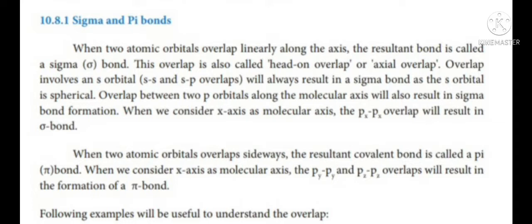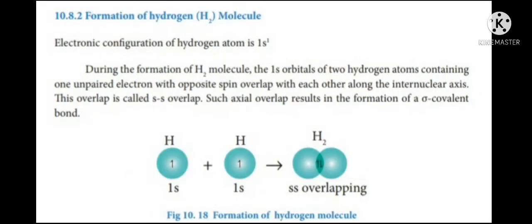First, we will start with formation of hydrogen molecule. Two hydrogen atoms combine together to form hydrogen molecule. Hydrogen atom has the atomic number 1. Hence, it contains 1 electron. It is present in 1s orbital. Therefore, the electronic configuration of hydrogen is 1s1.